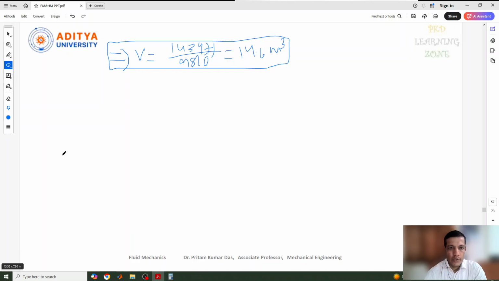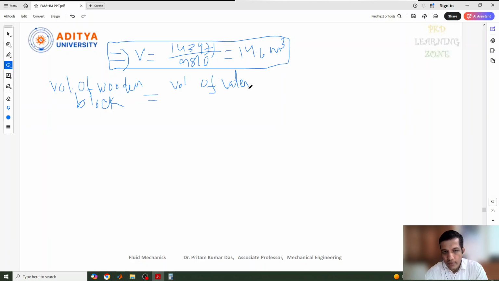Now the second point, we need to find out the center of buoyancy, or position of buoyancy. We know that the value of h needs to be identified. For that, I can write the volume of wooden block, or volume of the object, equal to the volume of water displaced. This concept we have already discussed in our theory class. If you want to see that, we can go to the previous lecture. Both are the same.